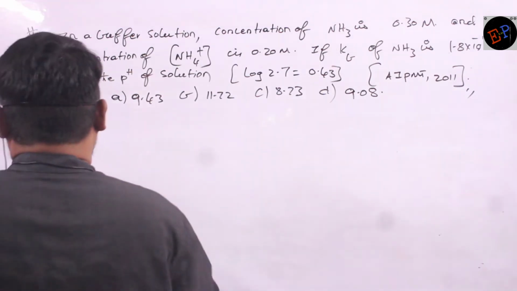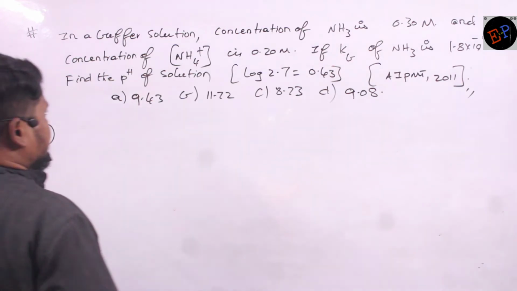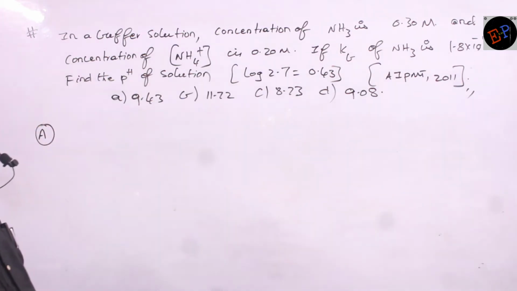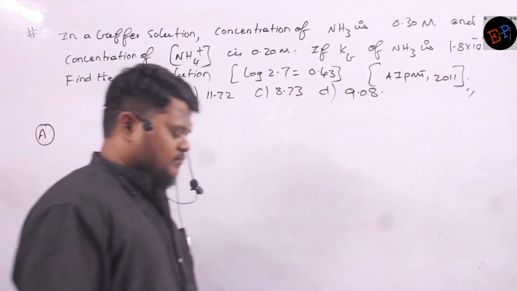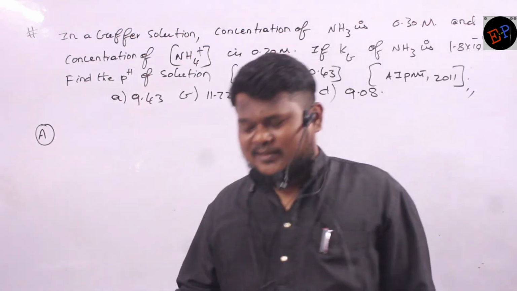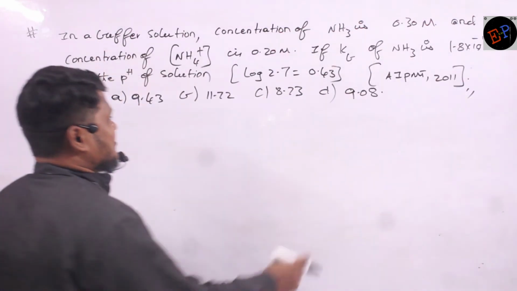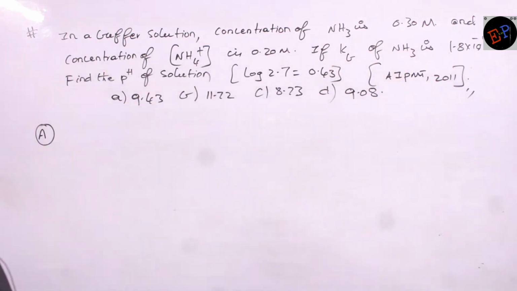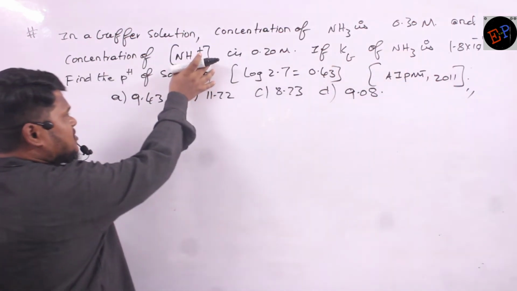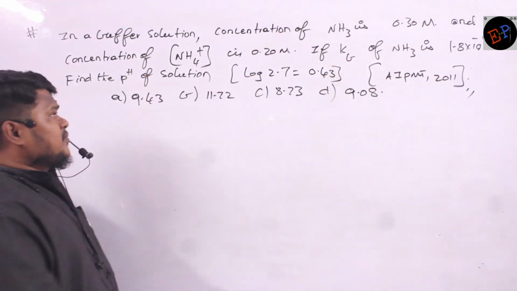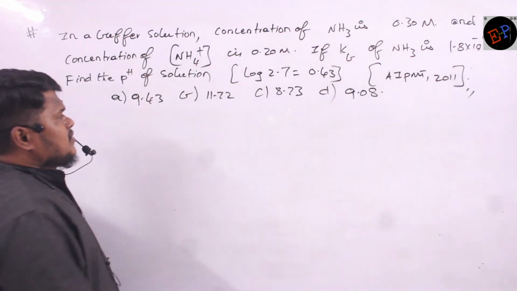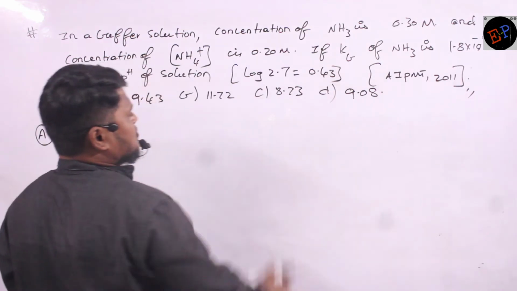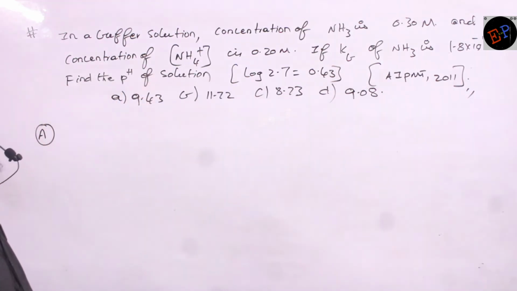So let us see what is the data which is given. In a buffer solution, the concentration of NH3 is given. So is NH3 an acid or a base? NH3 is a base. Clear, no? So its concentration is 0.30 molar, and the concentration of NH4 plus, what is NH4 plus? Definitely it is the conjugate ion of that particular base. Are you able to understand? So it is 0.20 molar. So if Kb of NH3 is 1.8 into 10 power minus 5, find the pH of the solution. Are you able to understand?